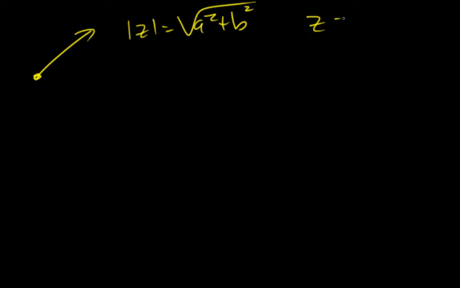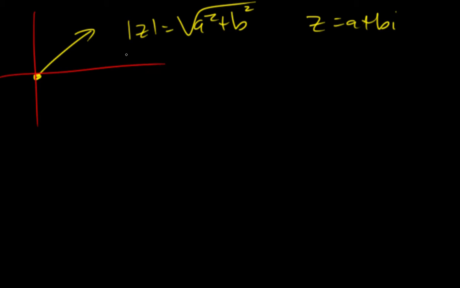Hey math kids, we're going to talk about the modulus and the argument. So the modulus is just the length of a complex number if we think of it as a vector. So it's the magnitude, essentially. If we're thinking of z as a plus bi.